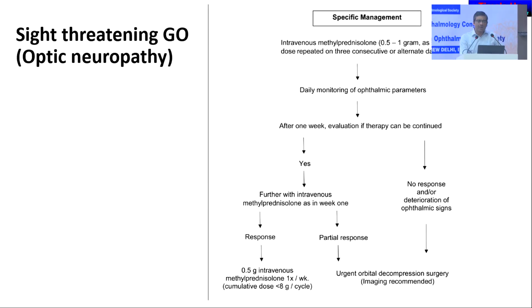The standard is methylprednisolone: you give three doses of either 0.5 gram or 1 gram on alternate days over 1 week. If the patient is showing some response, it can continue to the second week. But if there is a deterioration even within 1 week, it is better to do orbital decompressive surgery to save vision.